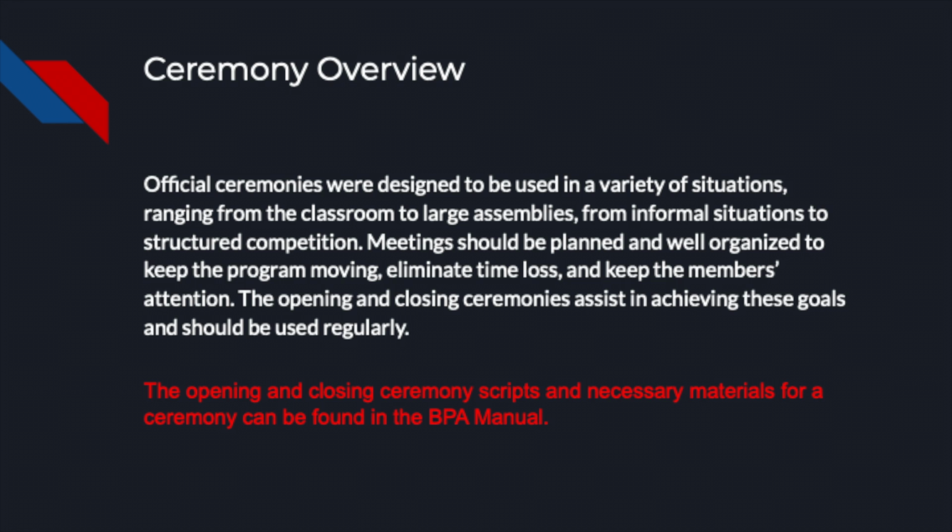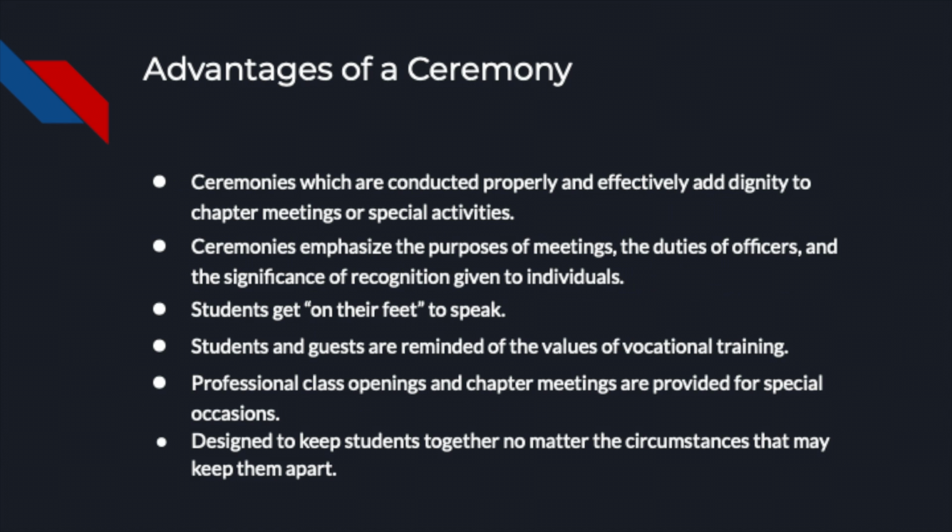be conducted online. Meetings should be planned and well organized to keep the program moving, eliminate time loss, and keep the members' attention. The opening and closing ceremonies assist in achieving these goals and should be used regularly. Ceremonies offer a variety of advantages, including but not limited to dignifying chapter meetings, emphasizing the importance of meetings and the duties of officers, and reminding the community of the values of vocational training. Their flexibility also allows the members to join together in person and online, consistently keeping the members in contact.